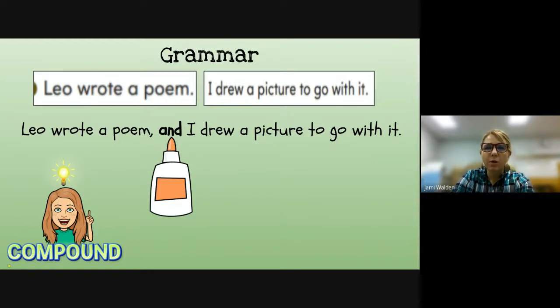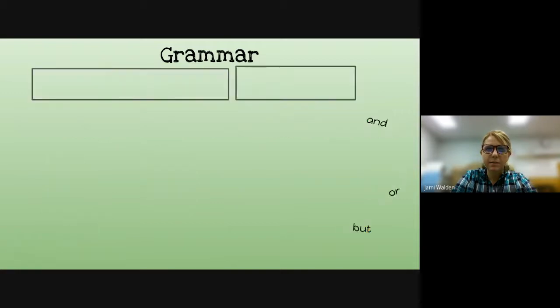Let's look at how our punctuation changed. Leo wrote a poem. Instead of the period at the end of that short sentence, I now have a comma. I put in the conjunction and, that's working like my glue to hold the two little sentences together. And the I had to stay capital because I is always capital when it stands alone as a word. So Leo wrote a poem and I drew a picture to go with it. We see two short sentences joined with a comma and a conjunction. We now have a compound sentence.